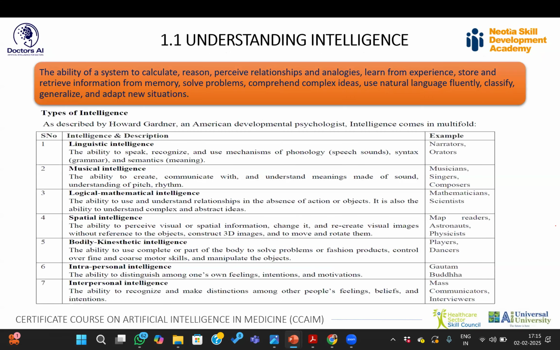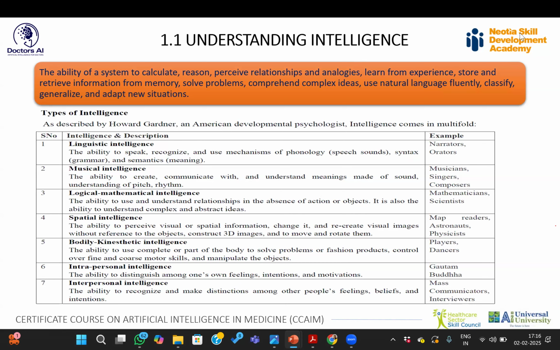Now, when you look at intelligence, there are various types of intelligence that we are looking at. So as I said, intelligence means to understand, to calculate, to reason, to perceive relationships, analogies, and then learn from experience. This is a very, very important segment of an AI tool, that it can learn from experience, store and retrieve information from the memory, solve problems, comprehend complex ideas, and also use natural language fluently. That's also a very important segment of human intelligence. Classify, generalize, and adapt to new situations.